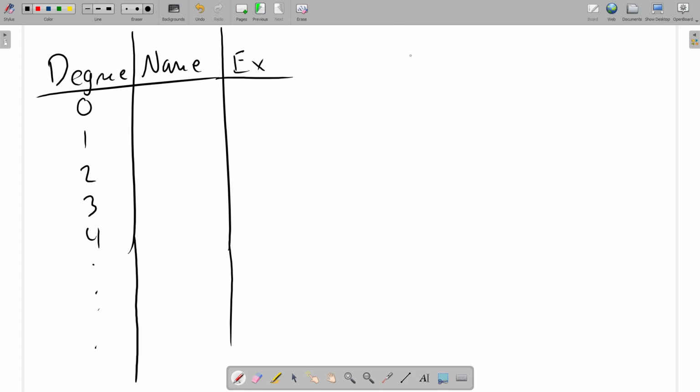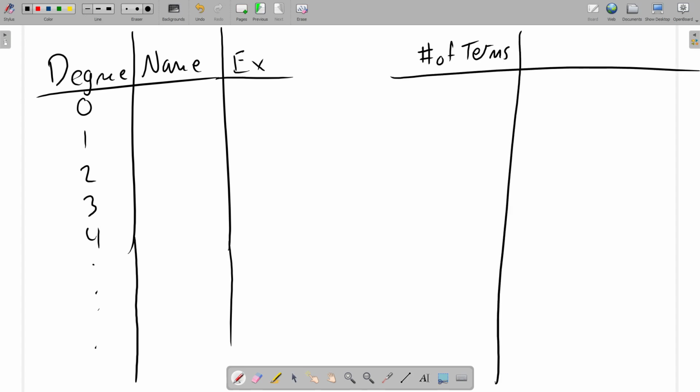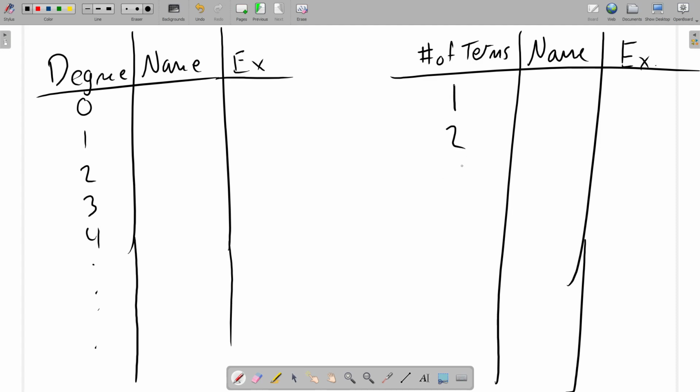And then we can do the same thing with number of terms. So number of terms, the name based on the number of terms, and an example. So number of terms, we can't have 0 terms, right? Then we wouldn't have anything. We need at least one term to have a polynomial. And then we could have 2 terms, 3 terms, 4 terms, etc.